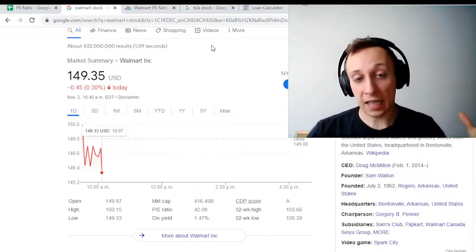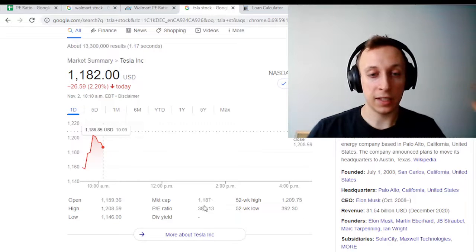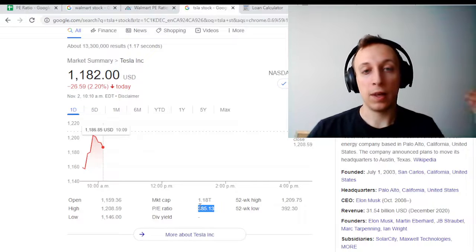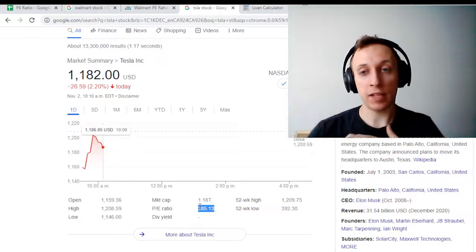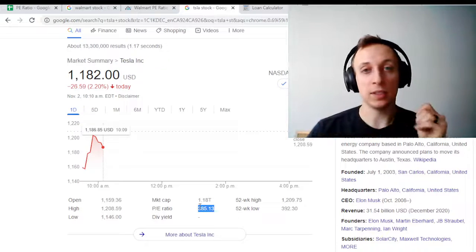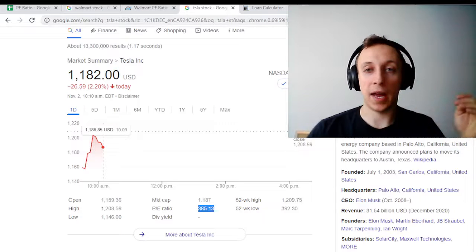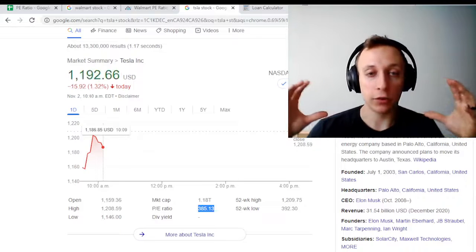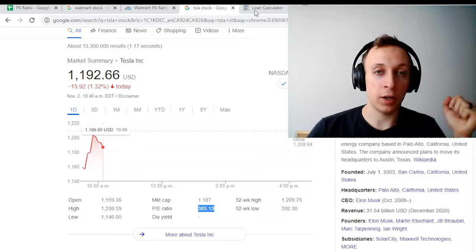Again, it's not exactly the same, because some stocks, like Tesla, have a 385 PE, but that's because their earnings are growing so fast. But I'm assuming a stable business here. Might be a bad estimate, but again, we're trying to understand why interest rates impact stock valuations.